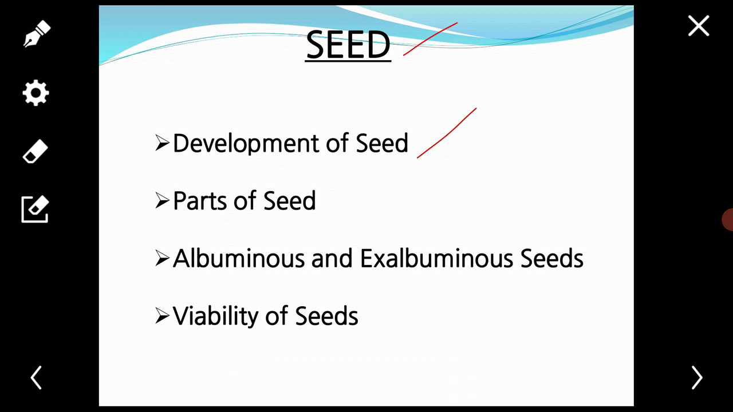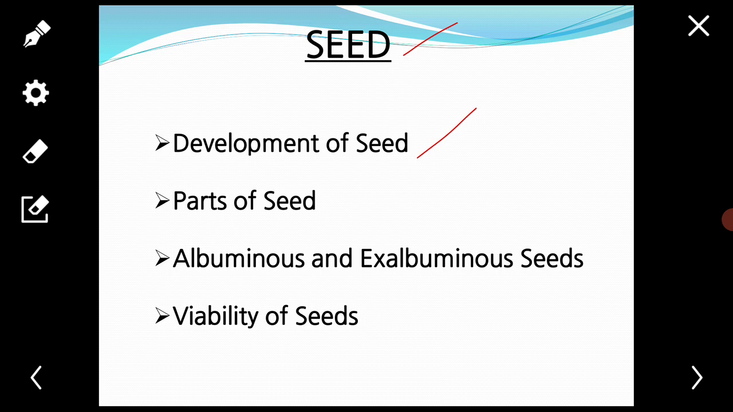Next, the triploid primary endosperm nucleus gives rise to a nutritive tissue called endosperm. The endosperm may persist, or be completely digested or utilized during embryogenesis.